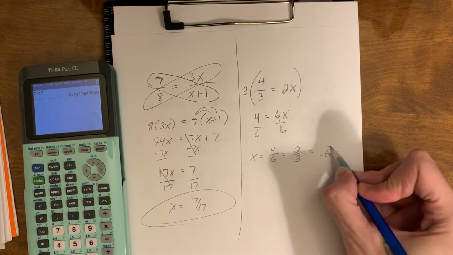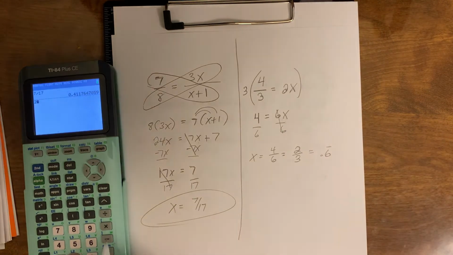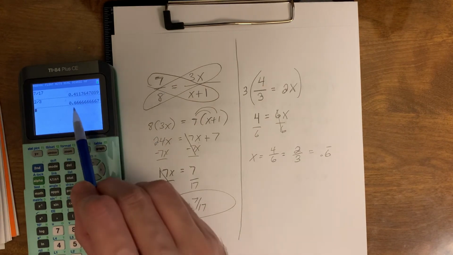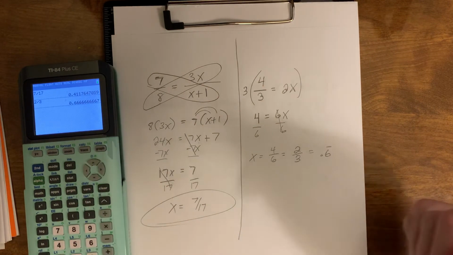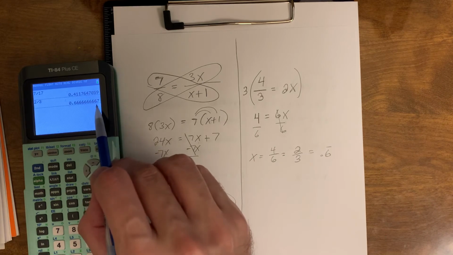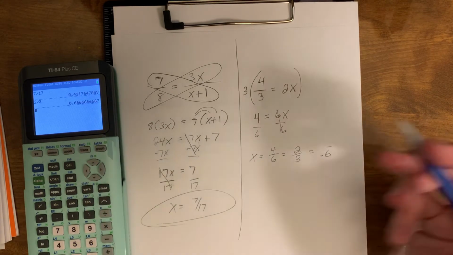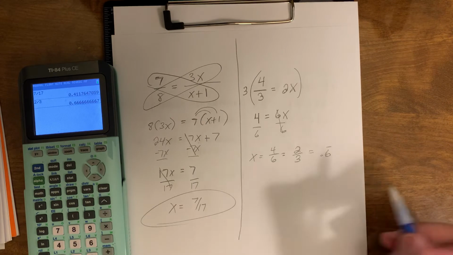If you wanted to make that a decimal, it wouldn't be wrong, but you'd have to use the repeating bar over the 6 because 2 divided by 3 is 0.6666666 all the way forever and always. The calculator ends it with a 7 because it rounds it up, but it doesn't actually end. So repeating bar over the 6.